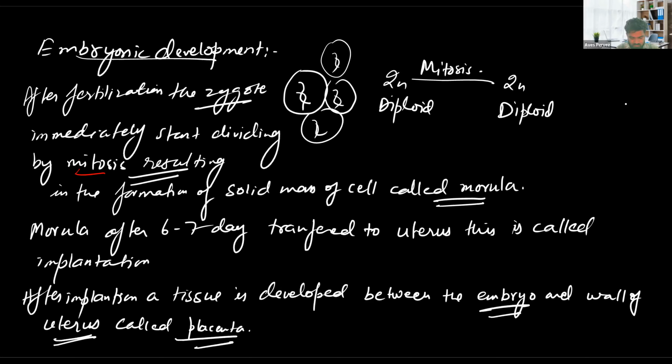Now, what is parturition? Parturition is the delivery. We call it delivery when a fully developed fetus, a baby, comes out of the mother's womb after the gestation period. We call it parturition or delivery. Okay, so note it down.